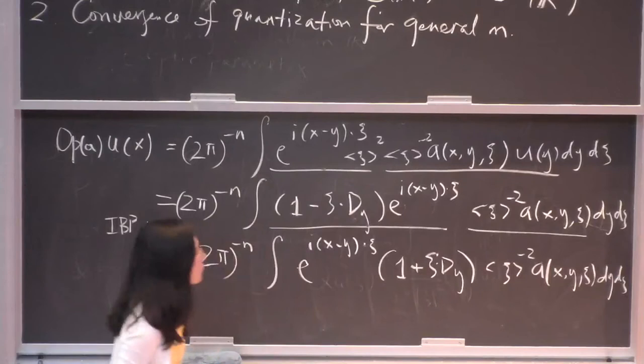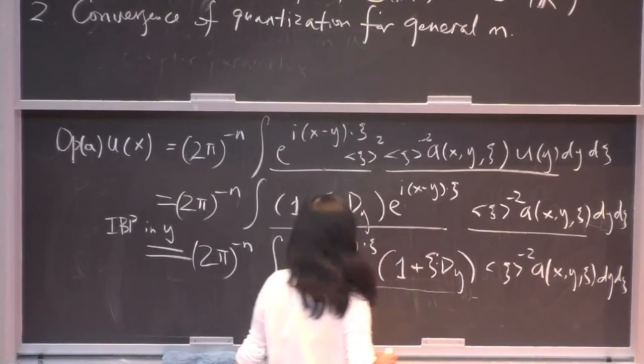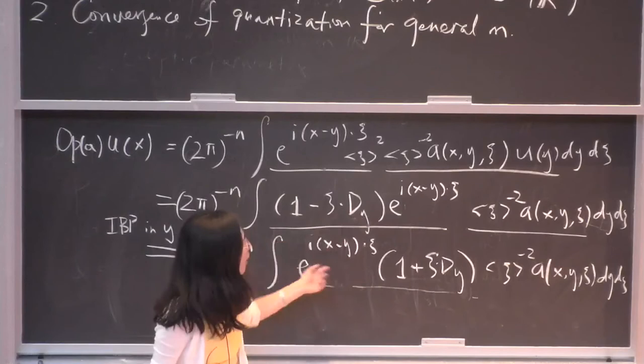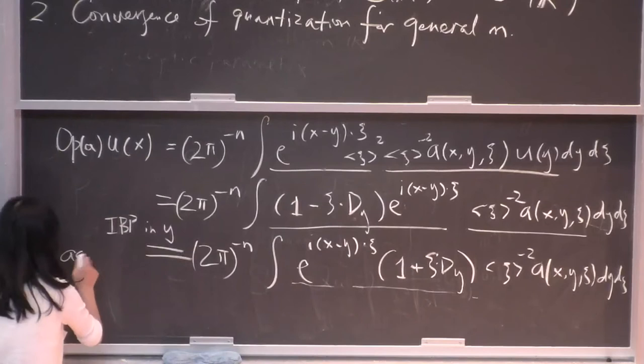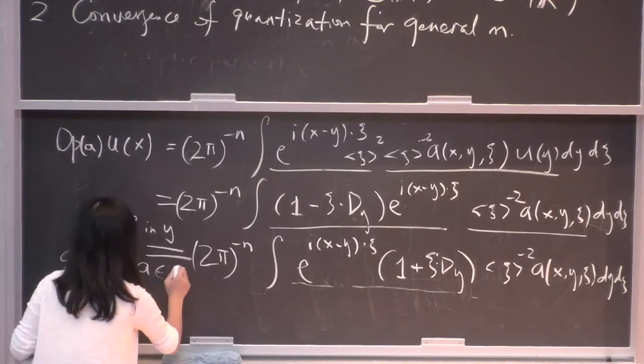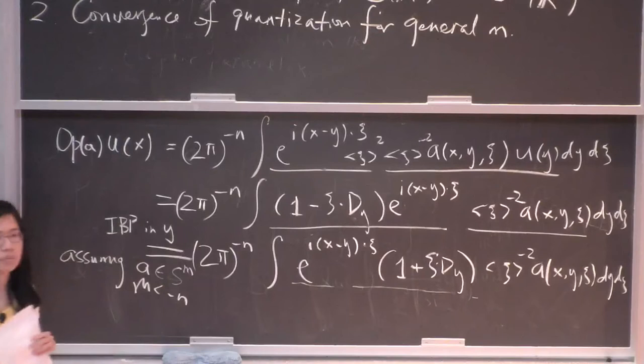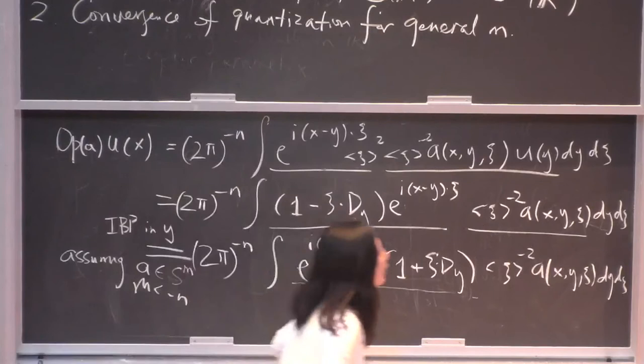Okay, so what happened is that first of all, this 1 just goes through, and the second one, this minus psi dy flipped to the other side becomes plus psi dy. Here I'm assuming that I can do this operation. And so here I'm assuming that A is in symbol class S^m, and this m is less than minus n. Okay, for now. All right, so everything is legitimate that I can do it. Now immediately we see that things get better.